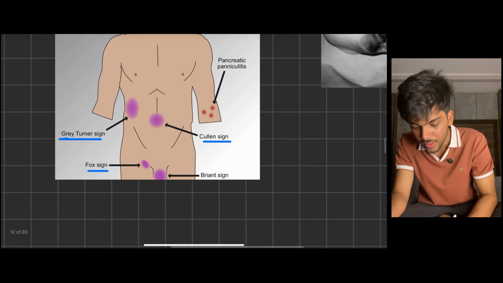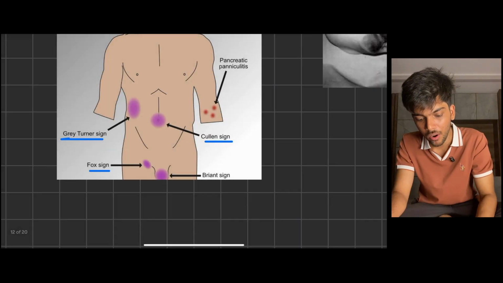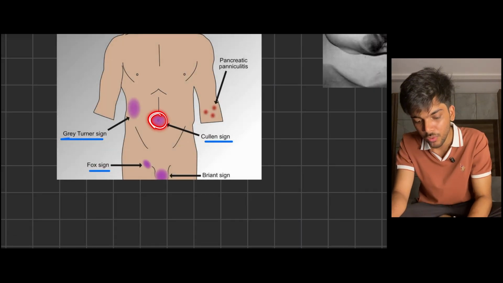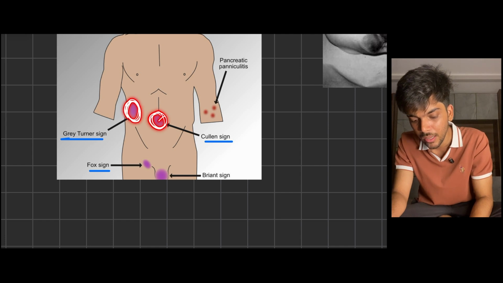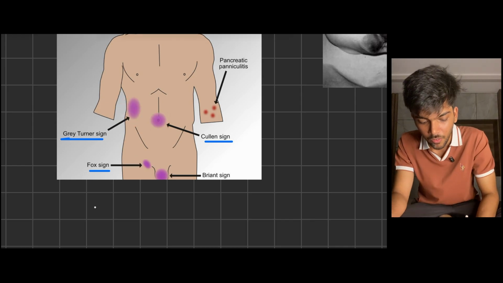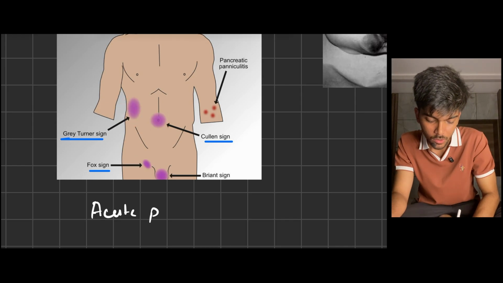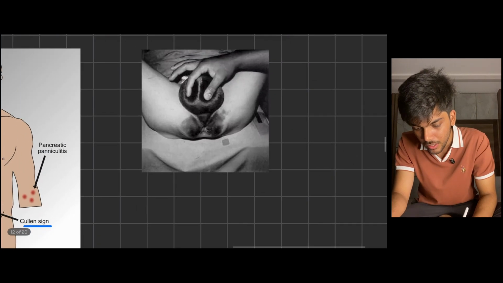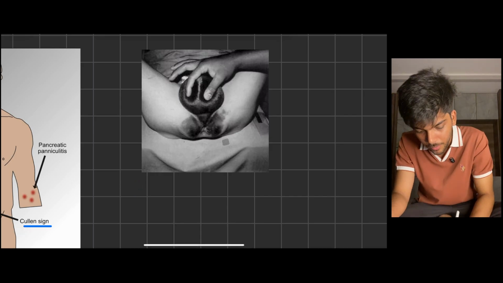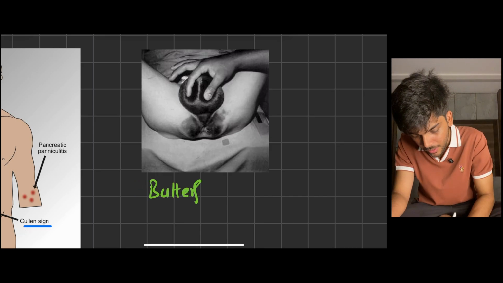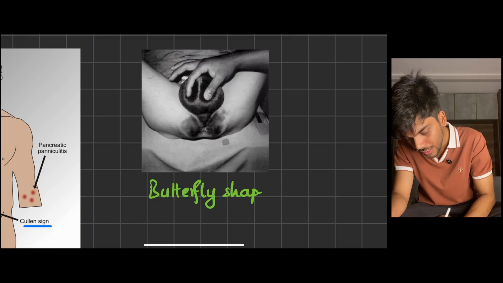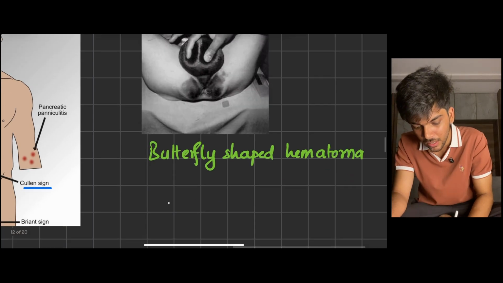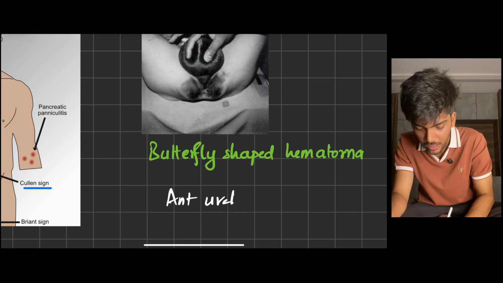Next, you have the Cullen sign, Gray Turner sign, and Fox sign. In Cullen sign, there is collection of blood around the umbilicus. Gray Turner sign, the collection of blood in the flank, and Fox sign, collection of blood in the inguinal region. This is as a result of acute pancreatitis. And then there's your butterfly shaped hematoma over scrotum and perineum. This is as a result of anterior urethra fracture.